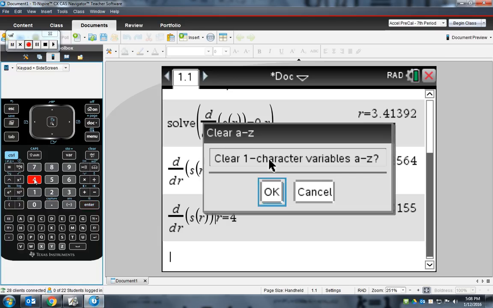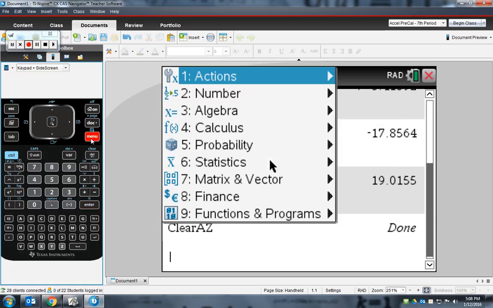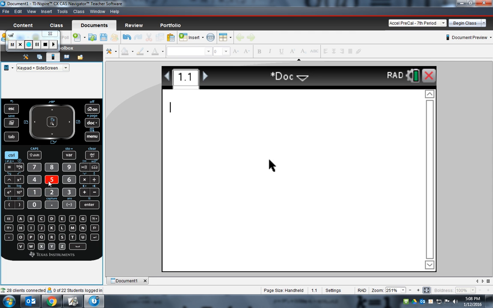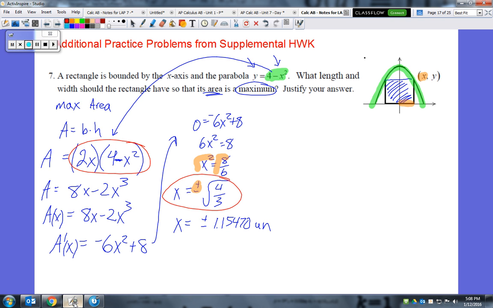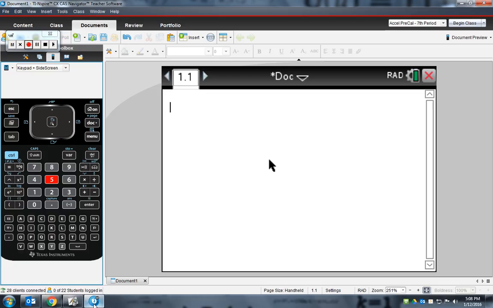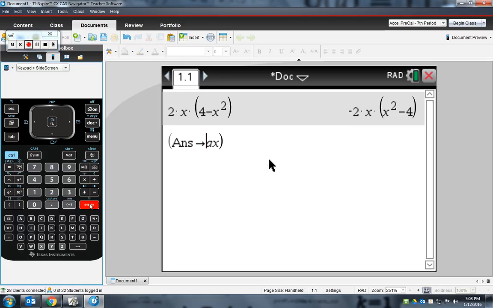So menu 1.4 to clear the storage. Menu 1.5, this helps prevent all those falses and trues that you're getting, that some of you are mixing up, either mixing up the variables or you're not clearing out your storage. Okay, so we'll say parentheses 2x times parentheses 4 minus x squared. And this is going to be stored in as A of x. Okay, so control store, we'll call it A of x. Oops, syntax error. I need to put parentheses around my variable.